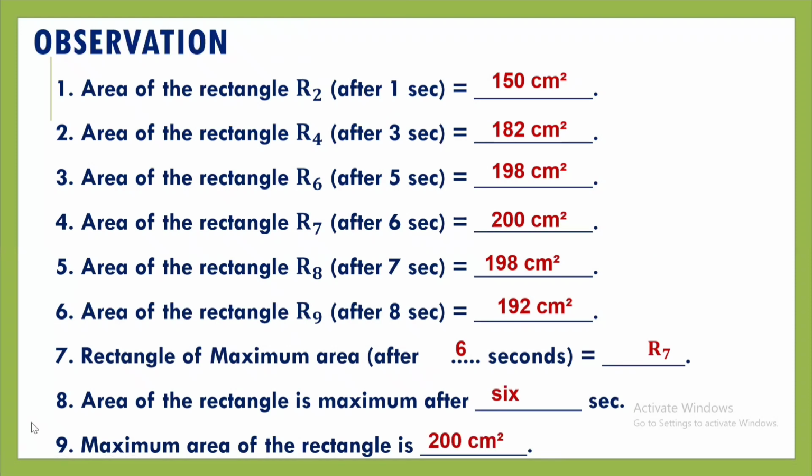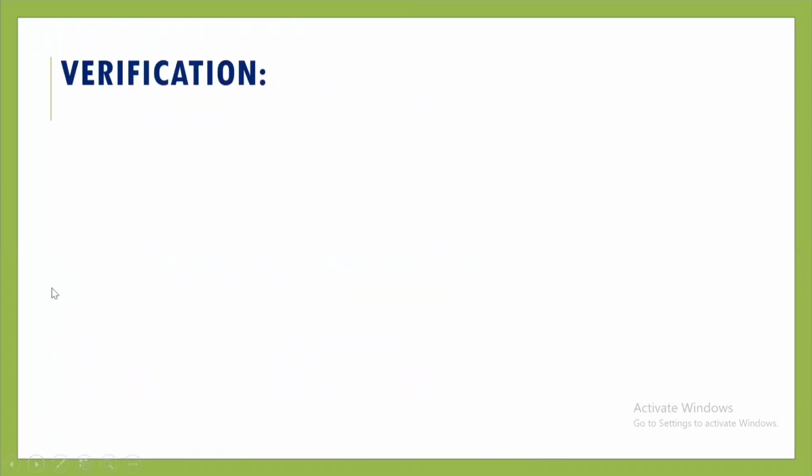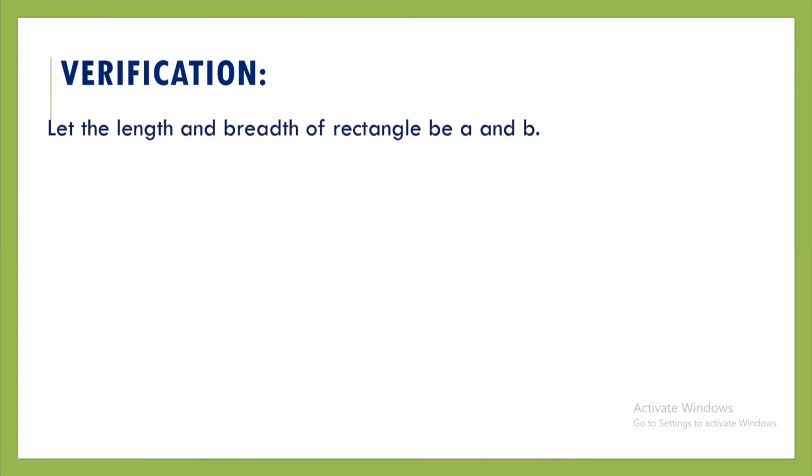So let us just verify what we have done is correct or not. This is not to be done in a lab file. This is just for explanation. You know the length and the breadth of the rectangle, if I suppose them to be A and B, we had taken them to be 16 and 8, if you remember. I take it to be A and B.